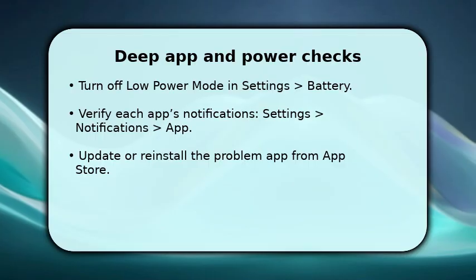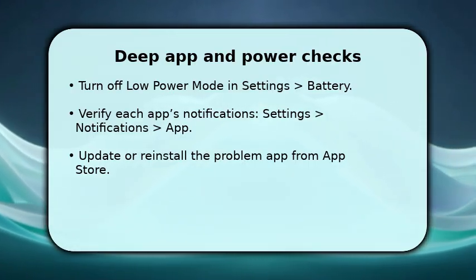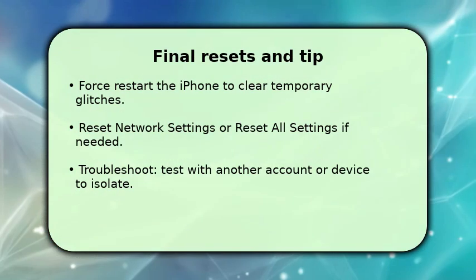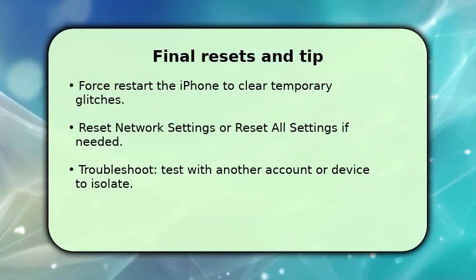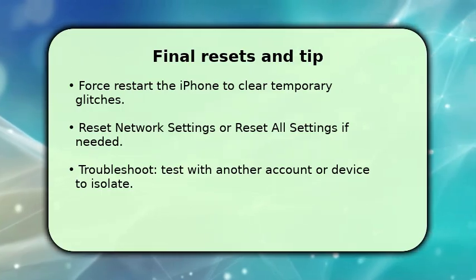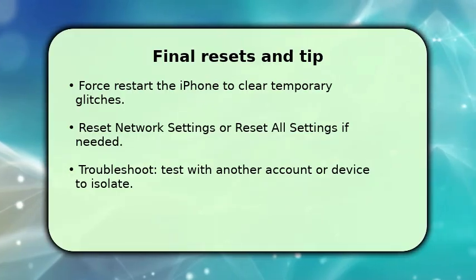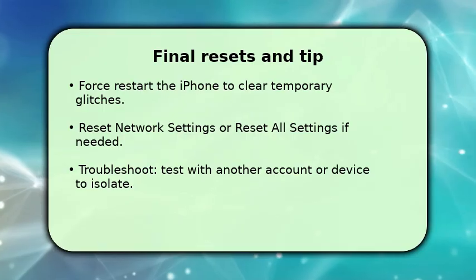If problems persist, delete and reinstall the app to clear corrupt local data. Finish by clearing stubborn state. Perform a force restart appropriate to your model to flush temporary issues. If notifications still arrive late, reset network settings to clear connectivity quirks, or reset all settings as a last step. It preserves data but restores defaults.